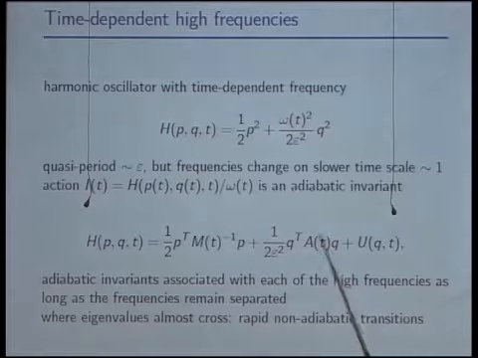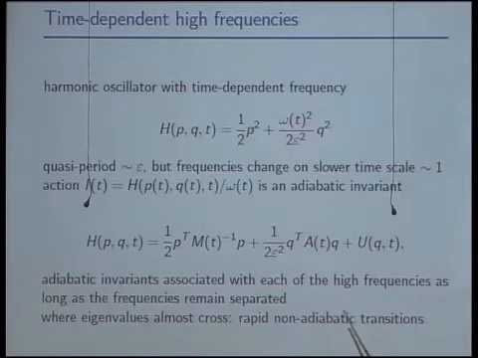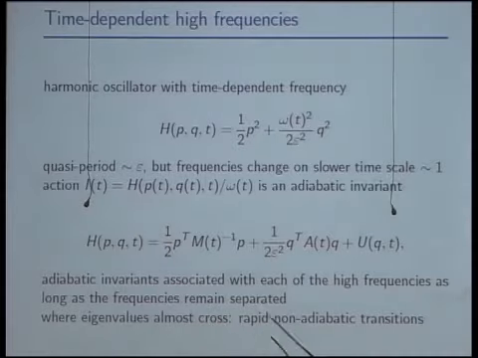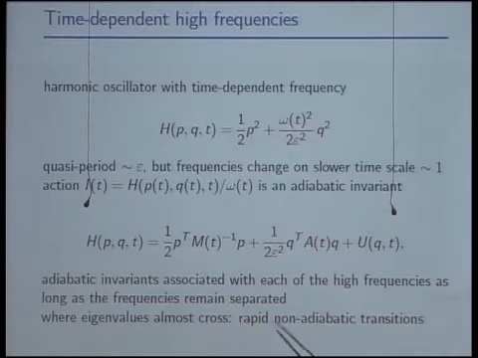But now, of course, these frequencies depend on time, and they might cross or come close together. And in that case, when the eigenvalues, when the frequencies almost cross, then these actions are no longer approximately preserved, but there are fast transitions from one level to another level, which also create additional problems for the numerics, because these transitions have to be followed.